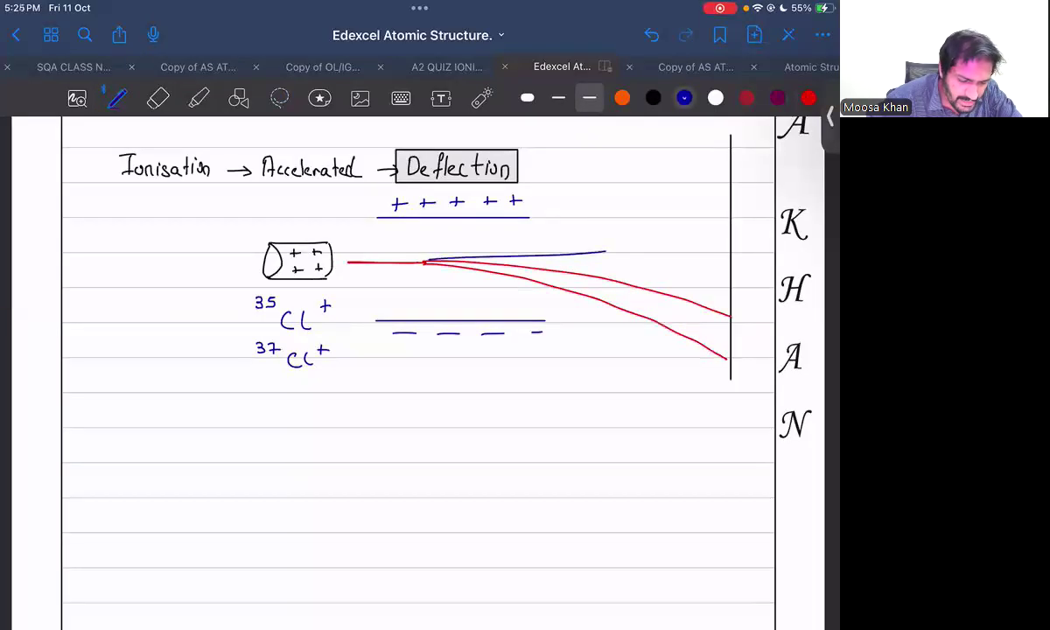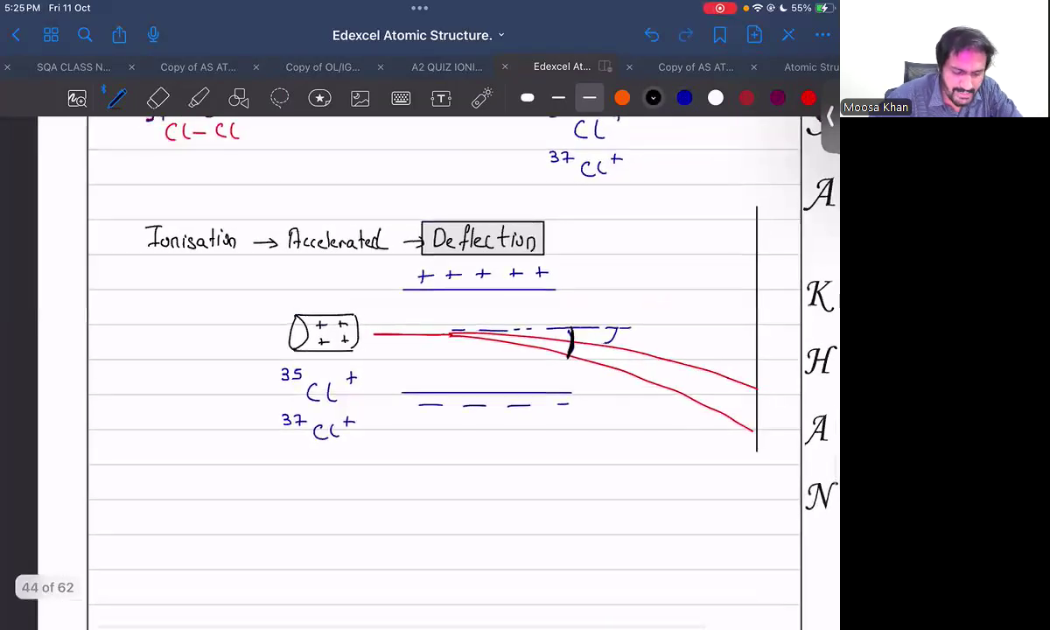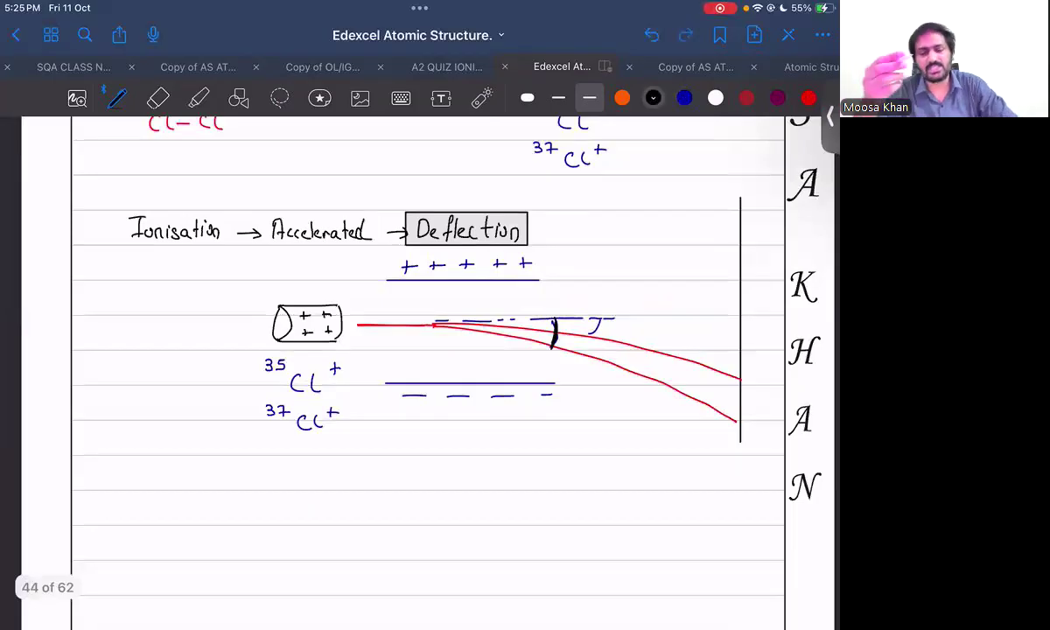So if you just see their angles of deflection, we call these angles the angle of deflection. From the horizontal line, one particle has a larger angle of deflection and the other particle has a smaller angle of deflection. So on the basis of the difference in their angle of deflection, they have been separated. Now, why do they have different angles of deflection?